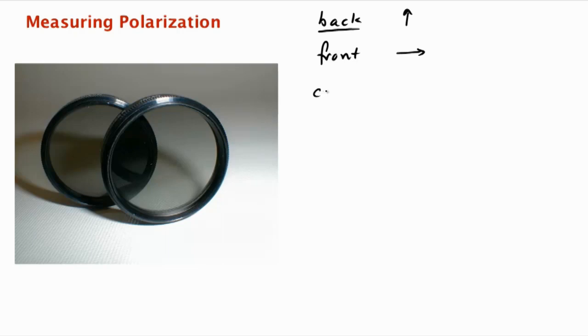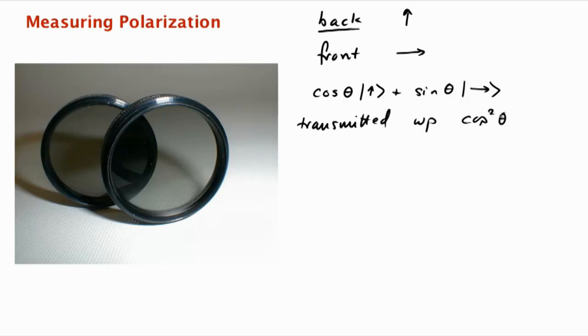So what happens to that single photon? Let's say that its original state was cosine theta vertical plus sine theta horizontal. With respect to the back lens, it's transmitted with probability cosine squared theta. But if it is transmitted, the new state is definitely up, vertical. Now what happens when it encounters the front lens? That lens is horizontally oriented, and this photon is vertically oriented, so it's blocked with probability 1. No light gets through, and that's why you get this dark spot where you have the two lenses juxtaposed.